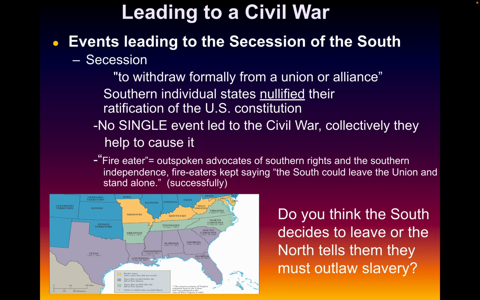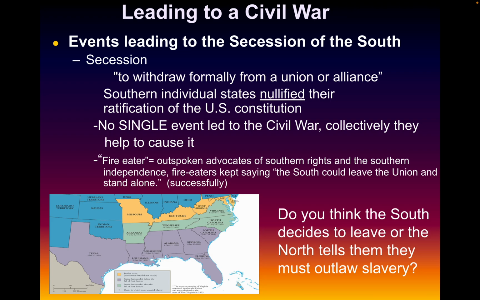Let's talk about some of those reasons. The word secession is what we're talking about here. It means to withdraw formally from a union or alliance. In other words, to break away from something. If I secede from a group, I am removing myself from that group. I am no longer wanting to be involved as part of that team or that organization.